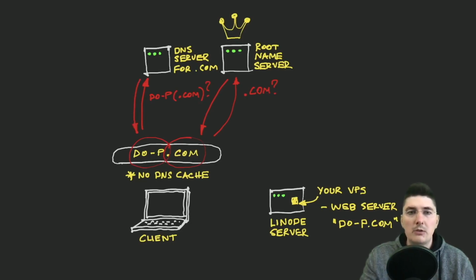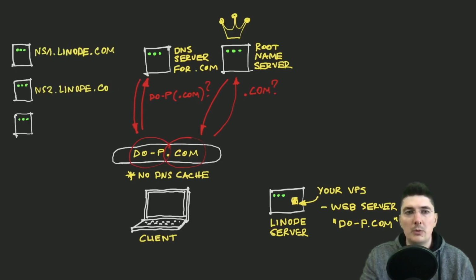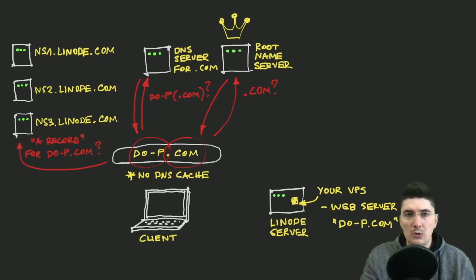It will get back a response, and if you remember from the previous video, those will be the 3 name servers we set up from Linode. Now, your browser can send one last request to one of those 3 Linode name servers and ask, hey, what is the A record for dod-hp.com?